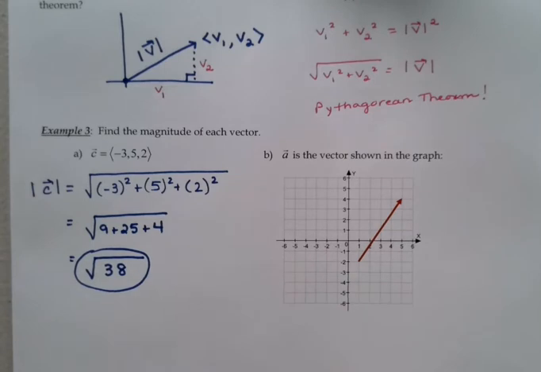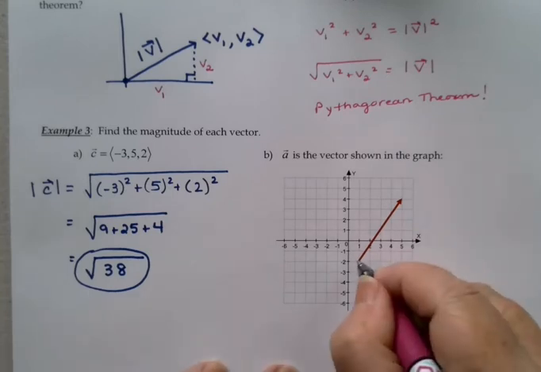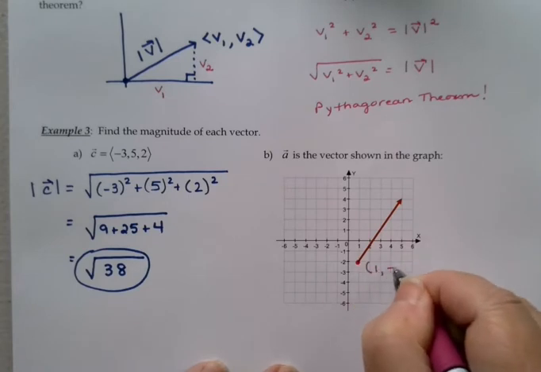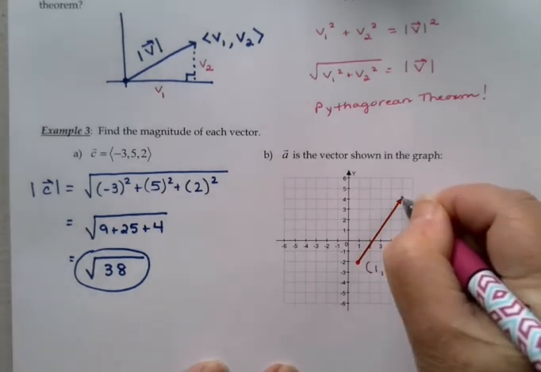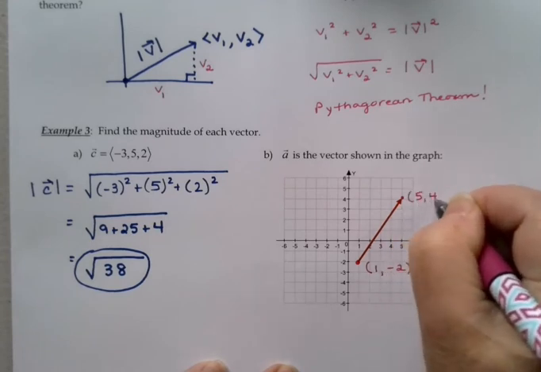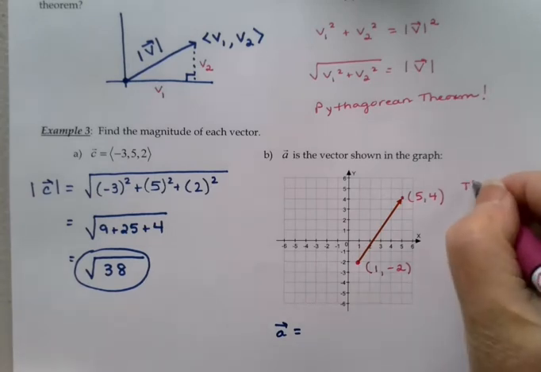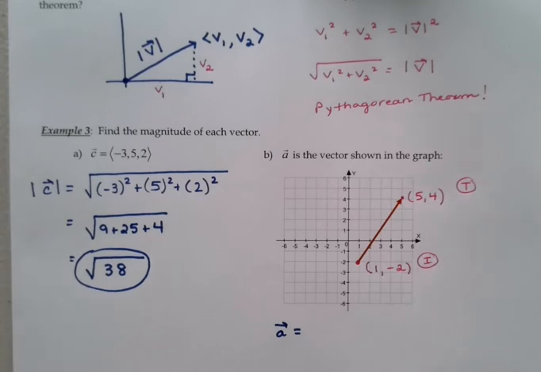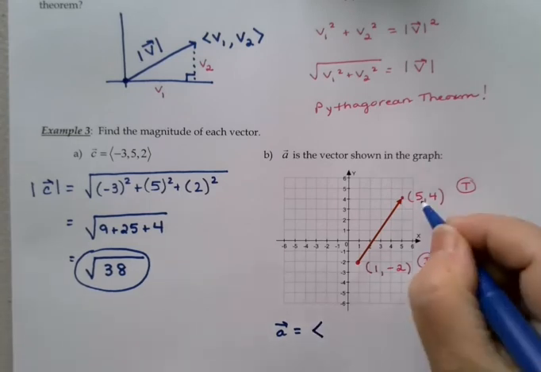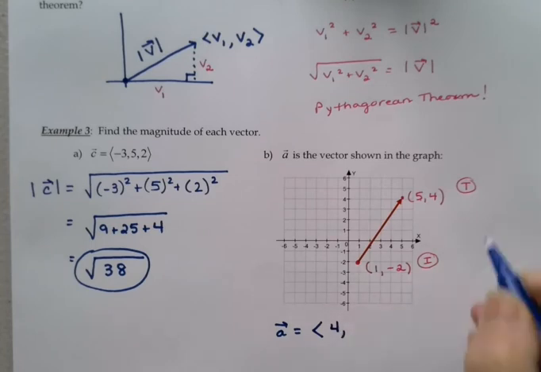What about the magnitude of this vector shown in the graph? This is not in standard position, so I'm going to start by rewriting it in standard position. The initial point right now is 1, -2. Looks like the terminal point right now is 5, 4. So the vector A, if I take terminal minus initial, again, this is the terminal point, this is the initial point. And so in standard position, I'd have 5 minus 1, or 4, and 4 minus -2 would be 6.